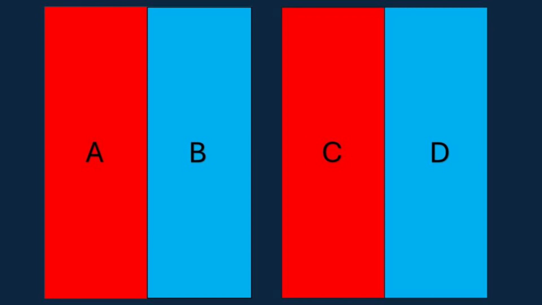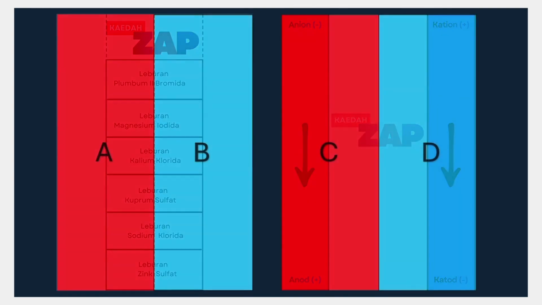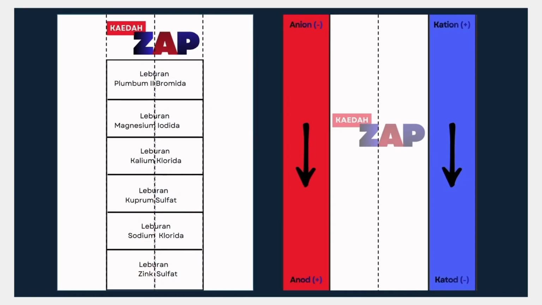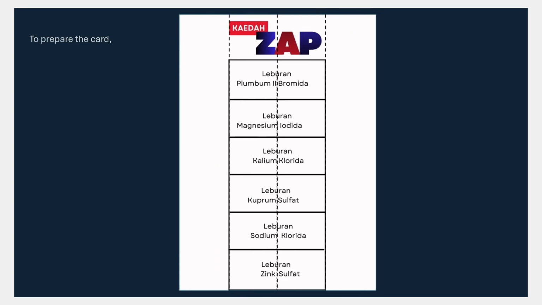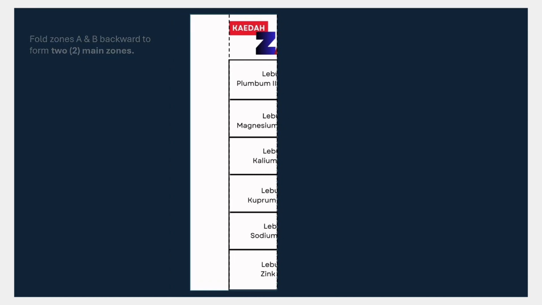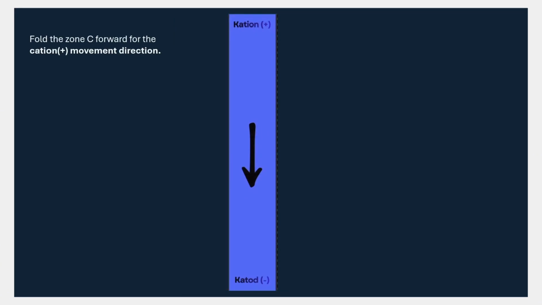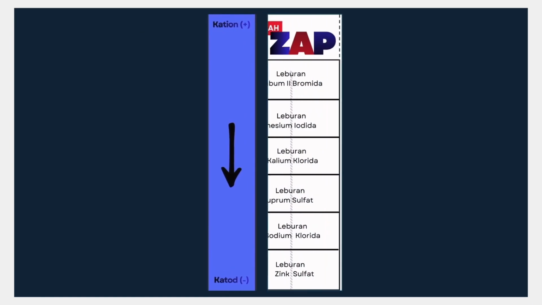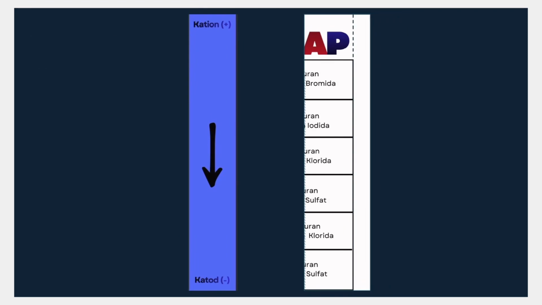This is the ZAP method flashcard. Zone A and B marks the least severe aqueous and molten solutions. Zone C marks the direction of anion, while Zone D marks the direction of cation. To prepare the card, fold zones A and B backward to form two main zones, left for cations, right for anions. Then, fold zone C forward for the cation's movement direction and zone D forward for the anion movement direction.